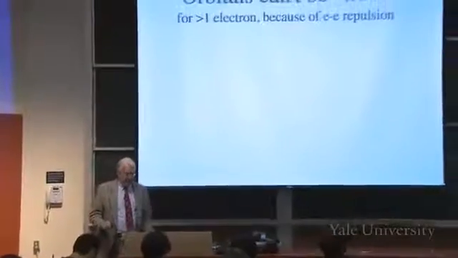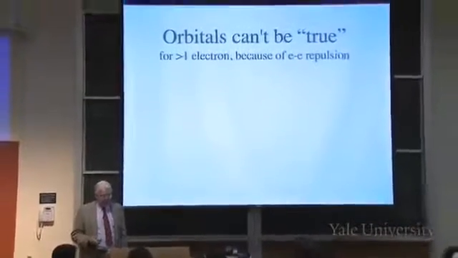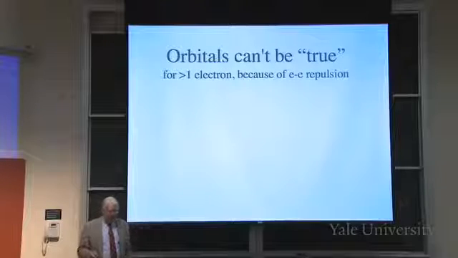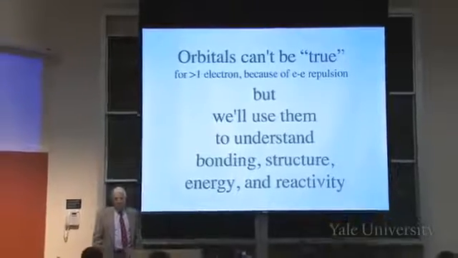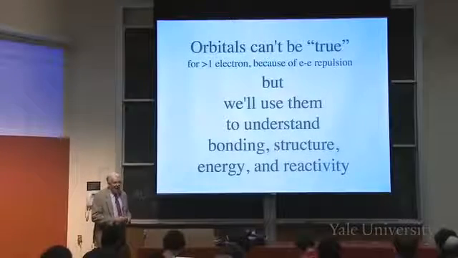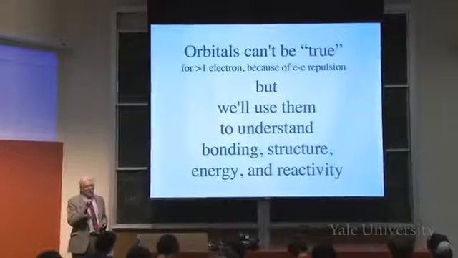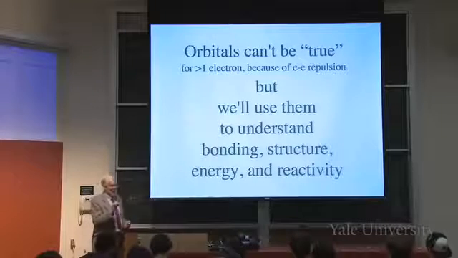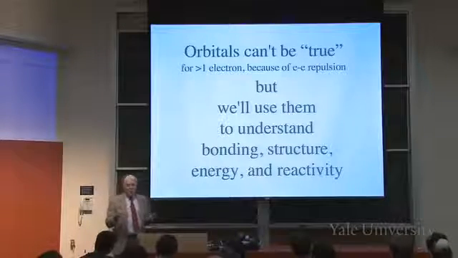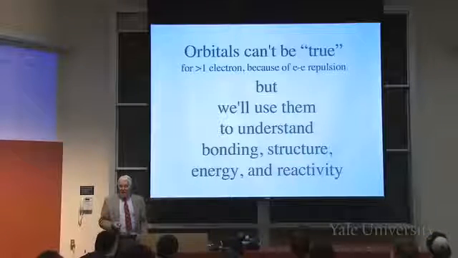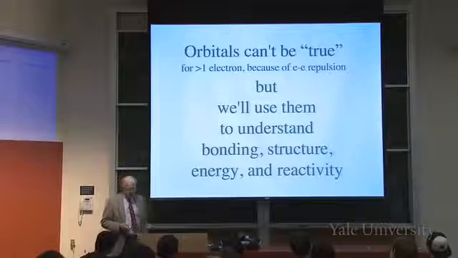Okay, so orbitals can't be true, that's clear, because electrons influence one another. They repel one another. If you have just one electron, fine, but more electron orbitals can't be true. Still, we'll use them to understand bonding and structure and energy and reactivity. And we know we won't get precise values. We'll be off by 1 to 10 kilocalories per mole, but we'll get insight that's very useful.